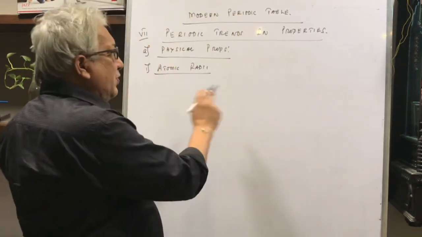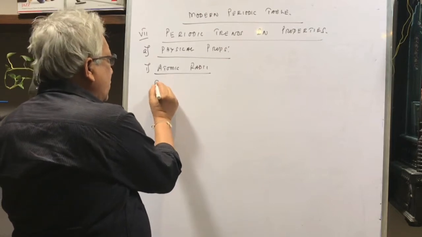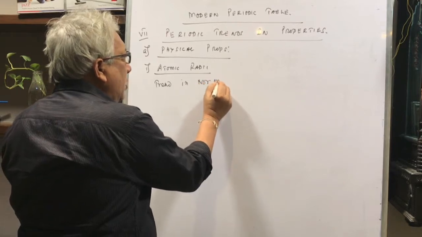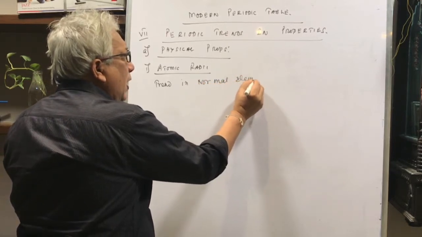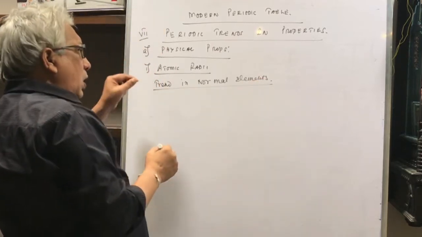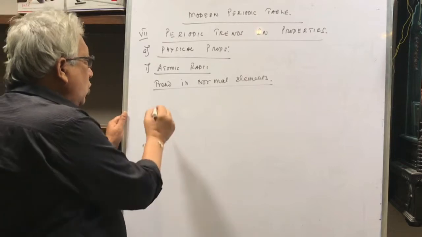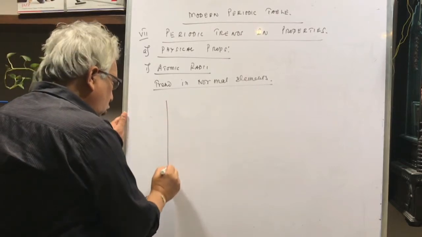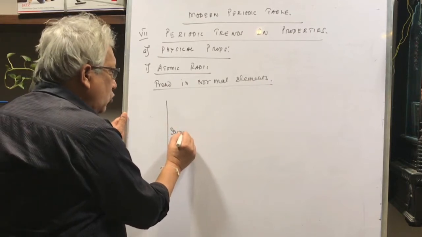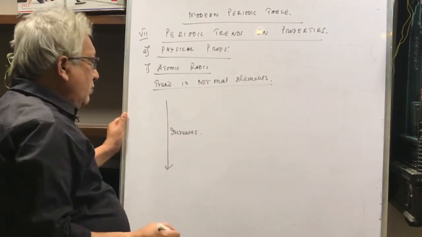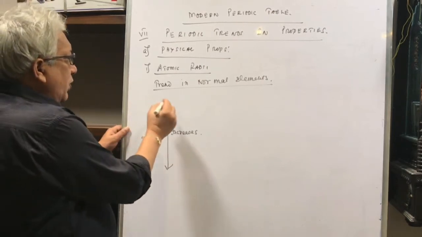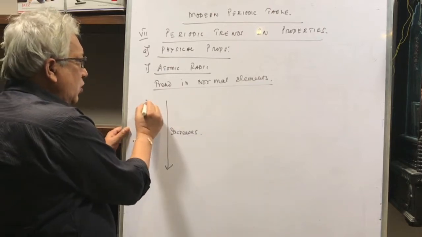Now what is the trend that you see? So I talk about the trend in normal elements. Trend in normal elements means trend in S block and P block elements. So in them, as you go down the group, you will find the atomic radius goes on increasing. Now why does it increase? Because as you go down the group, you will find for the second period, the second shell is the outermost shell.